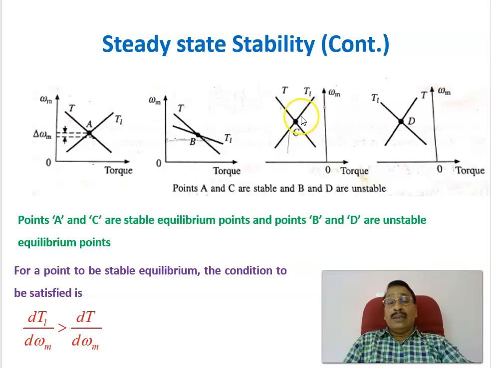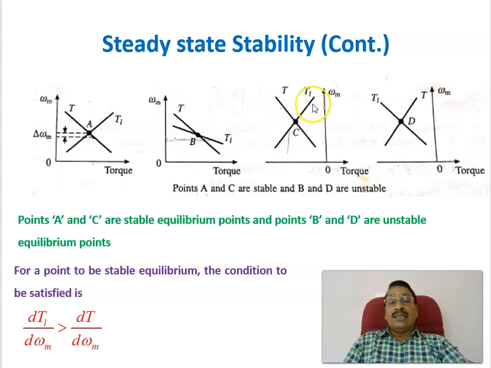The same argument can be given for the second quadrant operation here also. In second quadrant operation, that is C here, this is also stable. If you give a perturbation, for example, from the point C to this point, what happens here? The motor torque is more negative compared to the load torque, since this is the negative second quadrant.